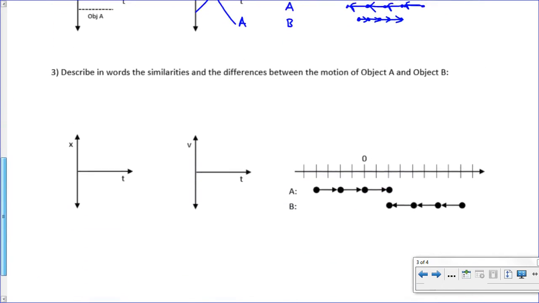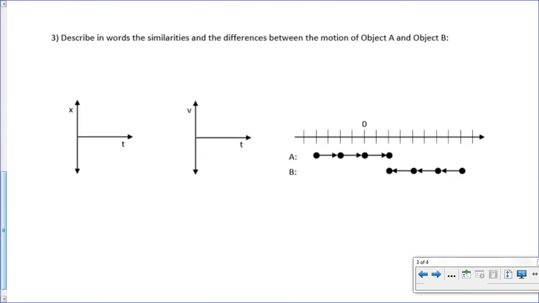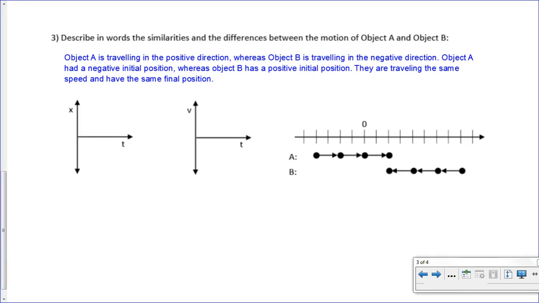Okay, moving on to question number 3 here. I'll go ahead and take a second and write out that written description of the differences. All right, so you can read that. It says object A is traveling in the positive direction, whereas object B is traveling in the negative direction. Object A had a negative initial position, whereas object B has a positive initial position. They're traveling the same speed and have the same final position.